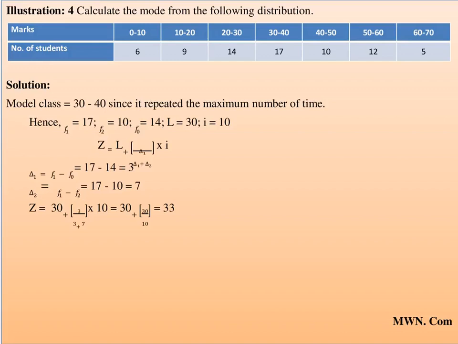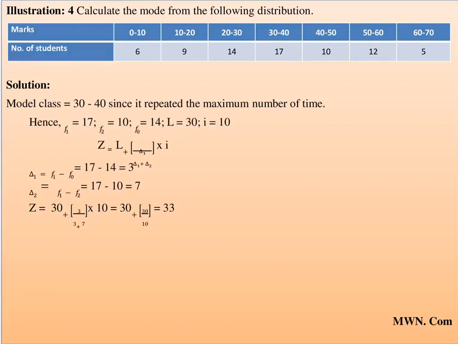Here you find that 30 to 40 is repeated the highest number of times. Hence, it is considered as the modal class. Then L is equal to 30. Then F1 equals 17.